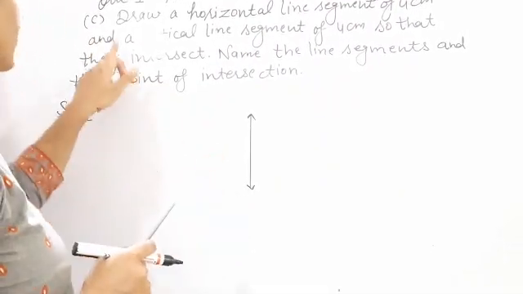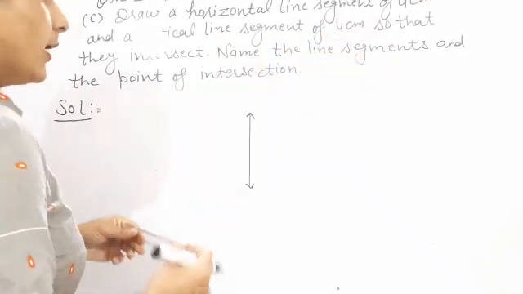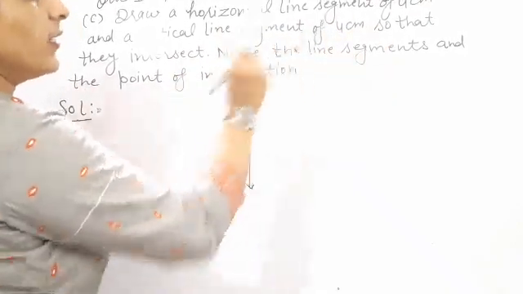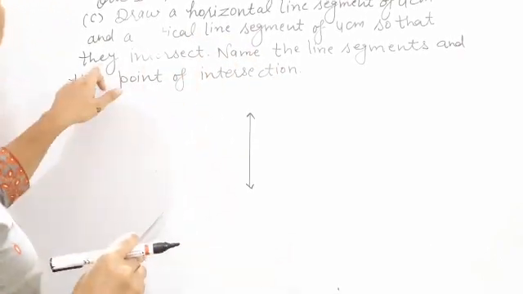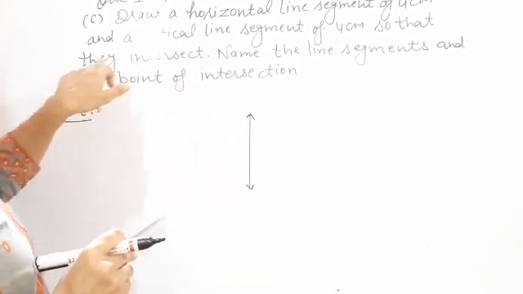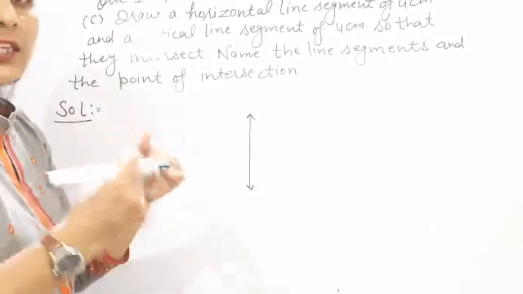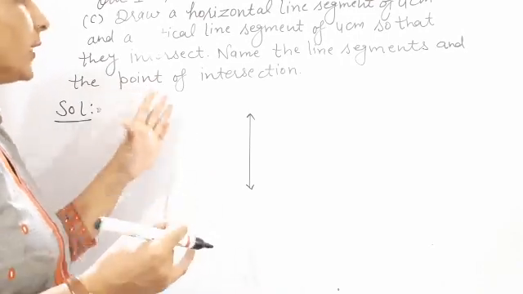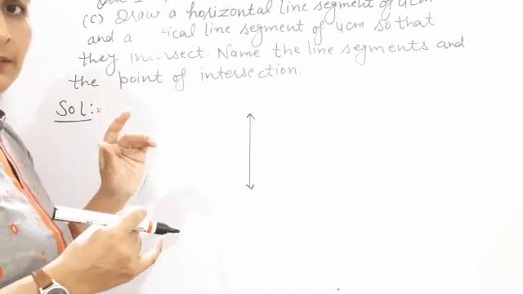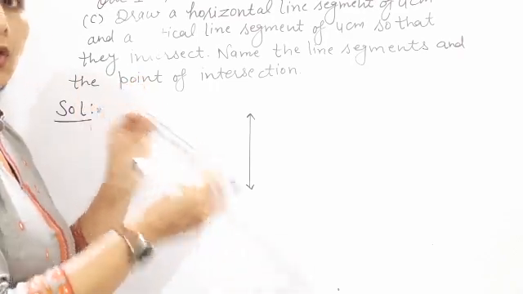Clear? After that, a vertical line segment of 4 centimeter. Now you draw the vertical line segment. The length of this one is also 4 centimeter. They intersect. Here it is given they intersect. They intersect means they cross each other. We know very well the meaning of intersecting. When two lines intersect each other, they are crossing each other.